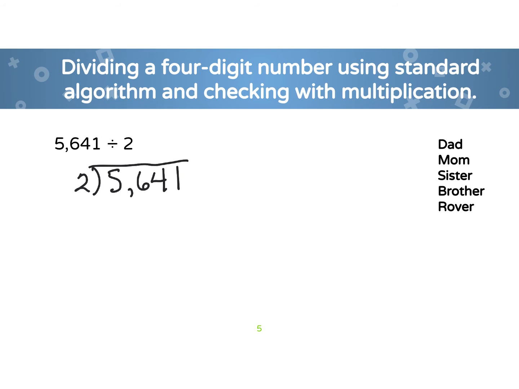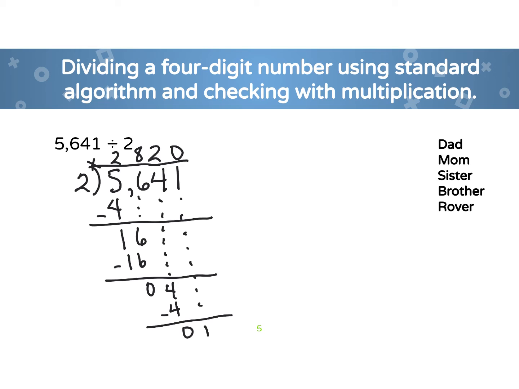Okay, I did my dividing, and when I got to this last place value here in the ones, I had 1 left over, and I realized I had to put a 0 here to hold the place value. So that got a little tricky.